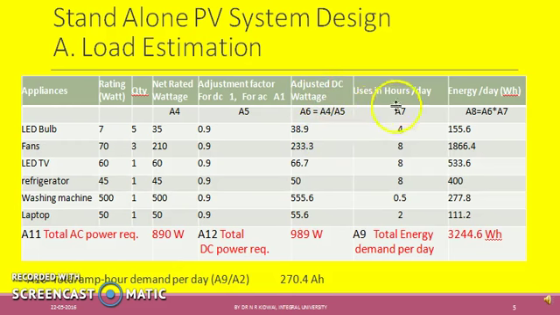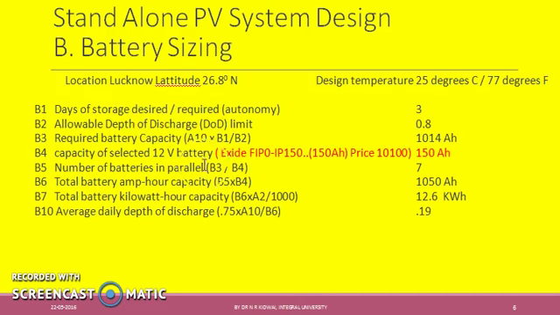Multiplying the adjusted DC power with average usage hours per day gives the energy demand per day, which in total comes as 3244.6 watt hour. Dividing this value by the battery bias voltage gives the total ampere hour demand per day, which is 270.4 ampere hour. The next step is battery sizing.